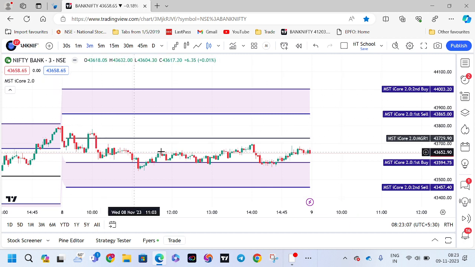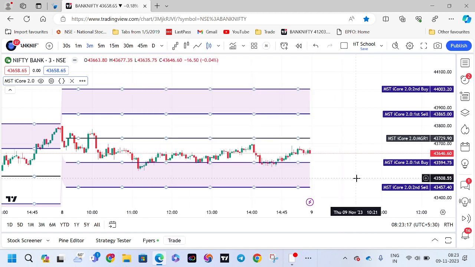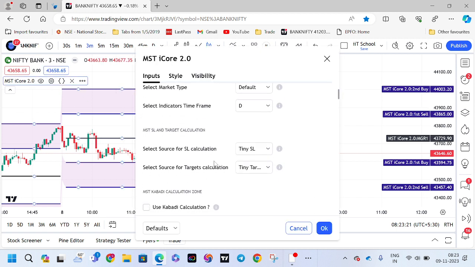Now, what happened in the market yesterday? Buy activated. I am keeping the default settings. You can see for yourself. If you want me to do bar replay also, I can do that, but to save time I am not doing it right now. So now buy is activated. Since buy is activated, what am I supposed to do?